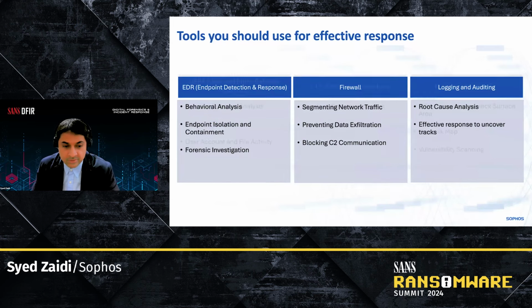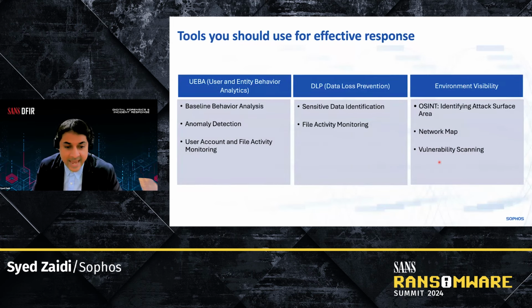There are some tools like UEBA, DLP, and visibility. Baselining is so important to uncover these sophisticated attacks. UEBA can help you with anomaly detection. This comes in very handy when a threat actor has impersonated the only IT guy in the company, and you need to decide whether this activity is legit or not.